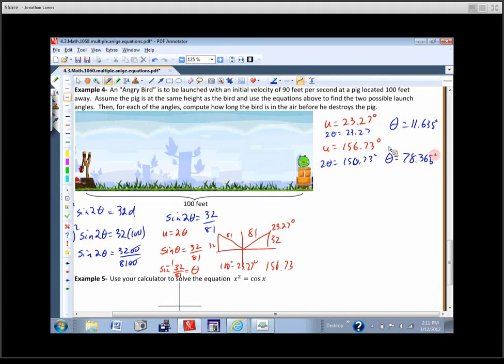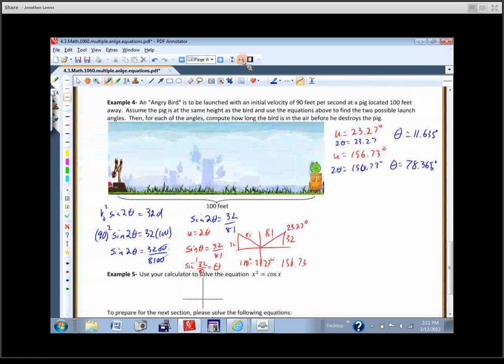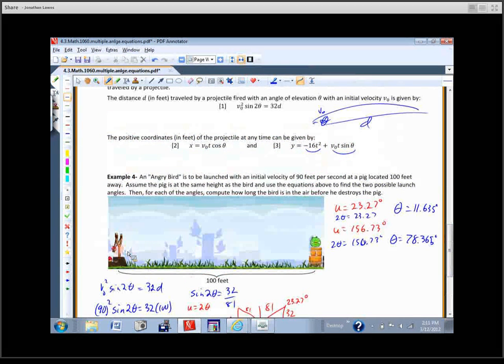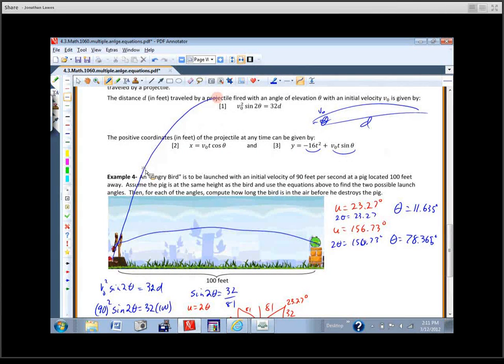Okay, isn't this about what we'd expect if we were playing Angry Birds for real? Wouldn't you expect one of the answers to be a low trajectory, like about 11 degrees, and then the other one to be way up here, like at 78 degrees? Okay. Any questions? What's that? Absolutely. If you can set this up again, you have no idea how much work it took to get this picture.